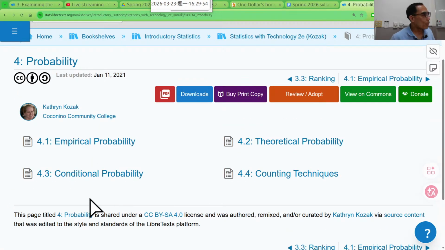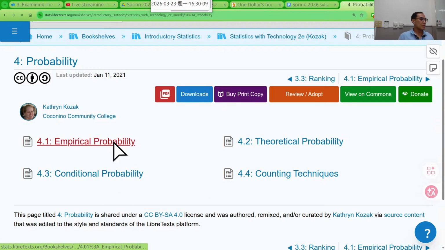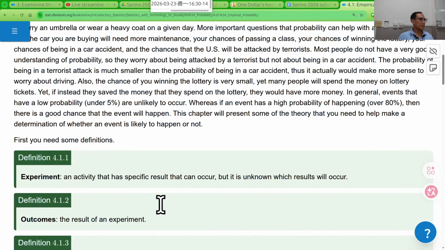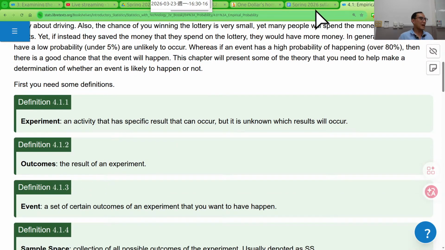Chapter 4.1 is about empirical probability, 4.2 is theoretical probability, and 4.3 is conditional probability and counting techniques. Let's move to chapter 4.1, empirical probability. Personally, I think the importance of chapter 4 is fair, just fair, but chapters 3 and 5 are very, very important.